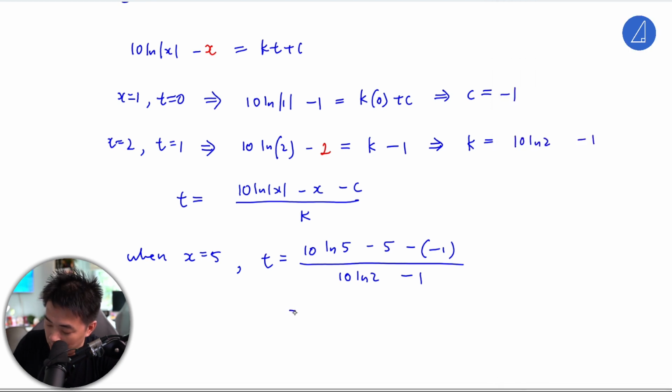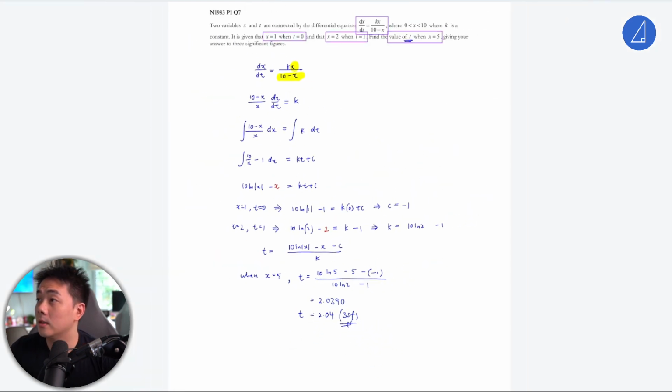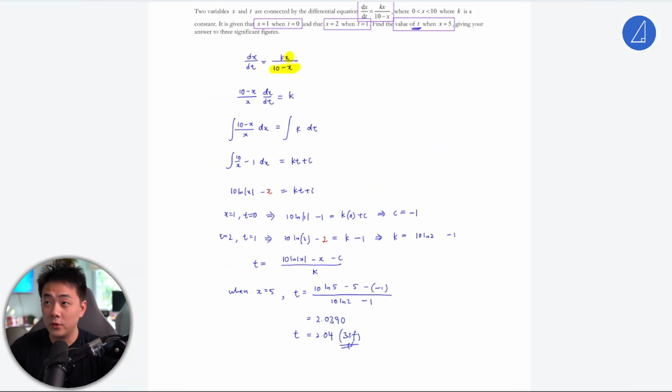So this will be 2.0390, which is 2.04 to three significant figures. Okay, so that is how you do this question proficiently. If you have any questions at all, please let us know and I'll see you in the next question.